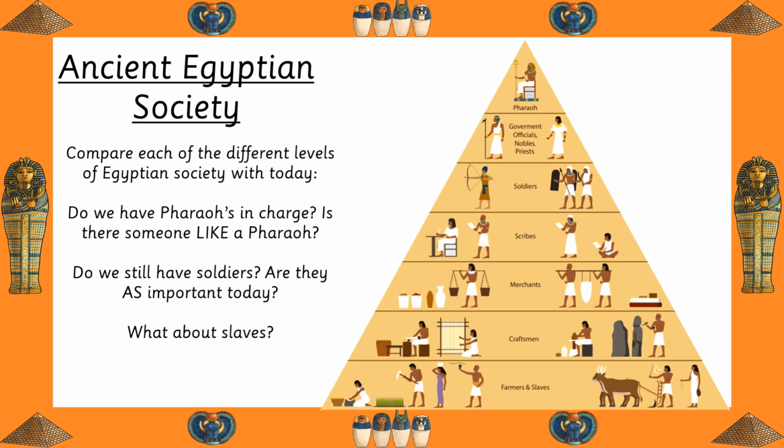What about scribes? Do we still have teachers today, and what kind of level do you think that they're at in society? What about merchants and traders? Do you think that they still exist? Do people still go off around the world and trade? And do you think that they are at a better level or a worse level than they were in ancient Egypt? What about craftsmen? Do people still make things today? What kinds of things do people make? What about farmers? And do we still have slaves?